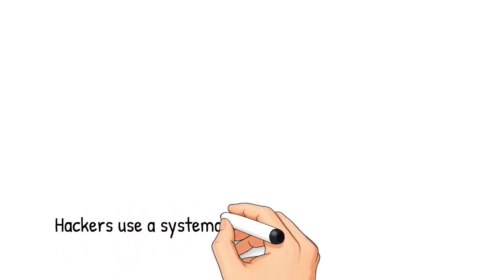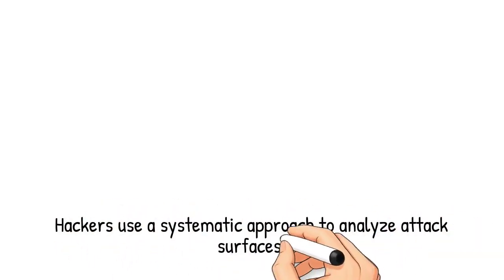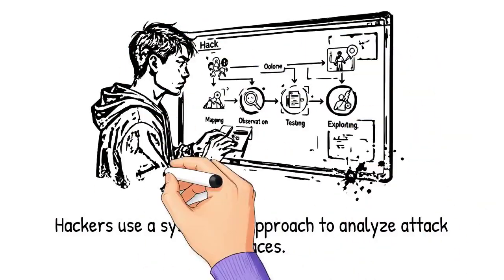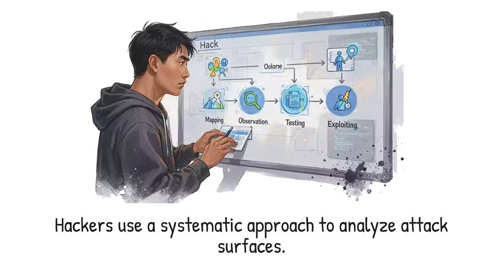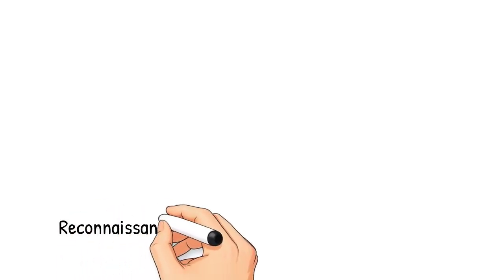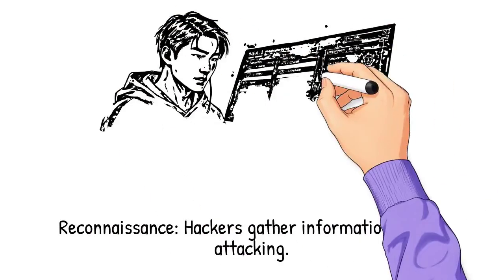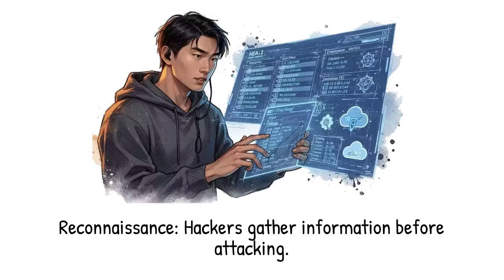Hackers follow a systematic approach when analyzing attack surfaces. They don't guess, they map, they observe, they test, they exploit. Hackers gather information about the target. They look for open ports, public IP addresses, employee names, email formats, technology stacks, cloud providers, exposed APIs. This is like studying the blueprint of a building before breaking in.